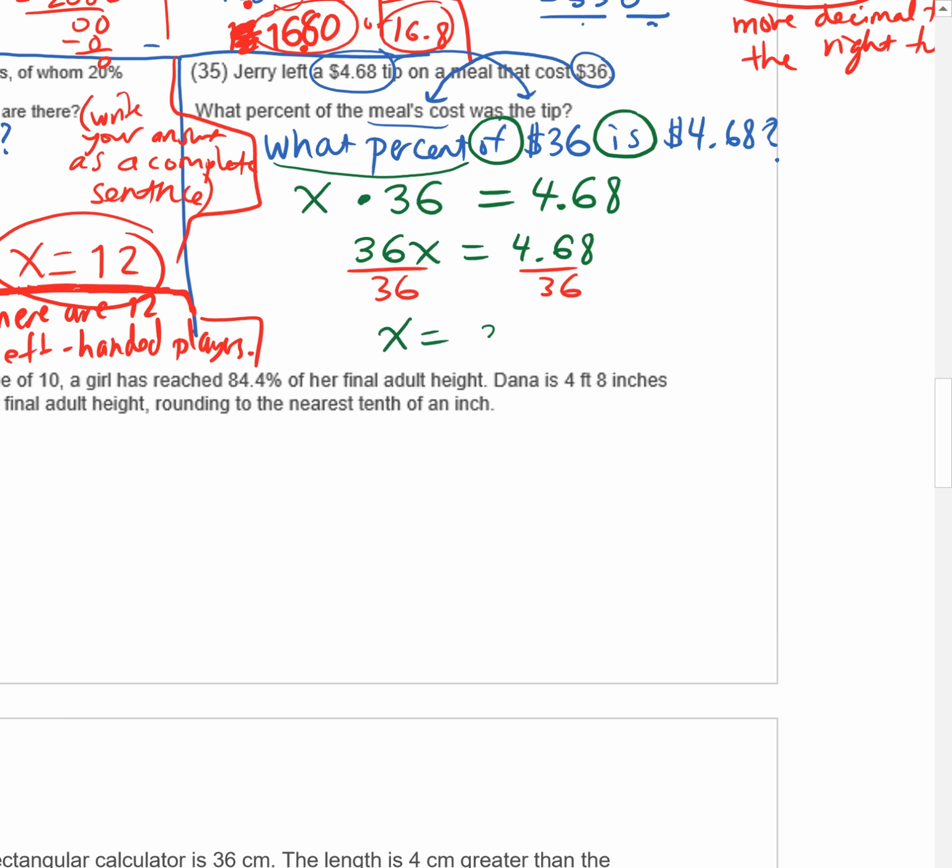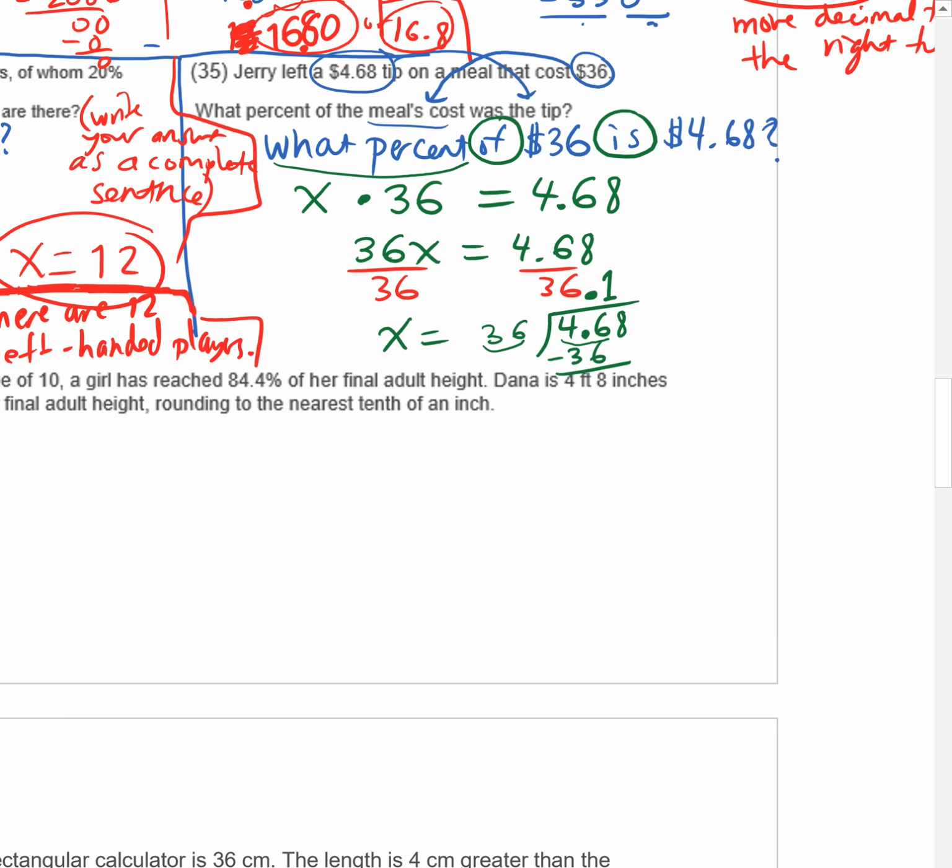Alright, now I'm doing long division. 36 into 4.68. Since the divisor, 36, doesn't have a decimal, I don't really feel like I need to move the decimals over at all. I just need to make sure that my answer has a decimal in the same place as my dividend. I'm going to place the decimal right above it. And now 36 can't go into 4, but it can go into 46 one time.